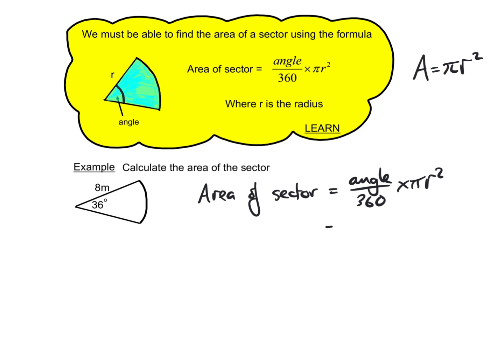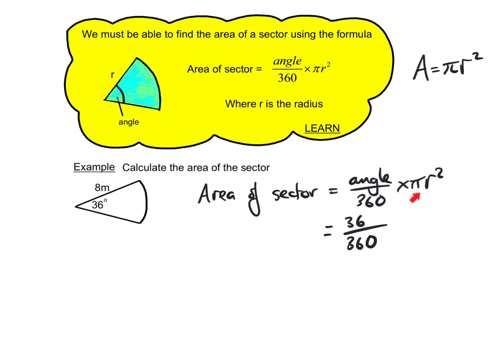So first of all, we are looking for the area of a sector, so we're going to leave that as it is. The next part is the angle over 360. Now the angle here is 36 degrees, so I'm going to put 36 degrees out of 360 degrees, and that's basically the fraction of the circle I have there. I have 36 360ths of a circle.